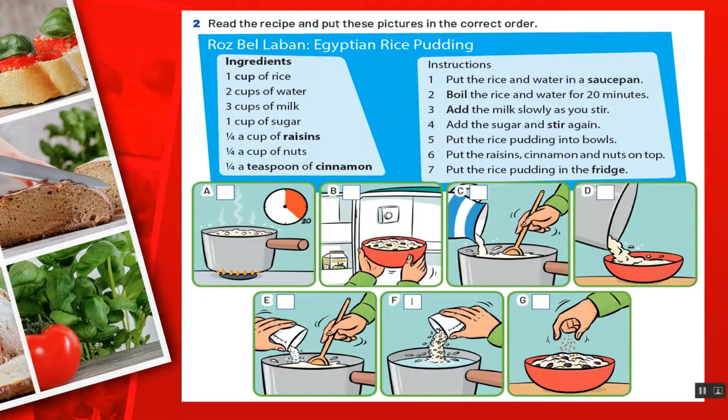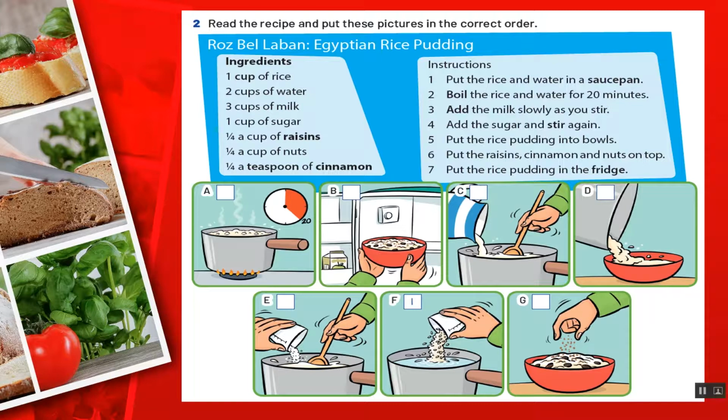Read the recipe and put these pictures in the correct order. Rose bileban, Egyptian rice pudding. Ingredients: 1 cup of rice, 2 cups of water, 3 cups of milk, 1 cup of sugar, quarter cup of raisins, quarter cup of nuts, quarter teaspoon of cinnamon.